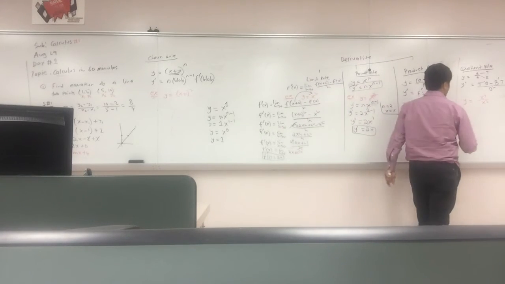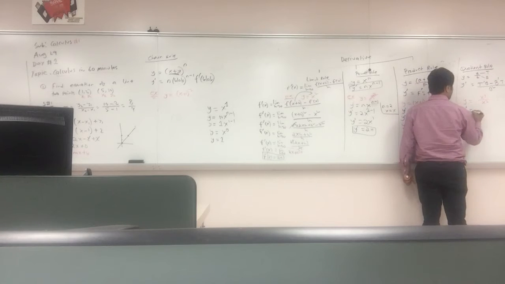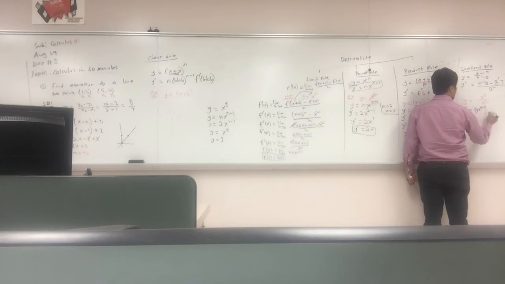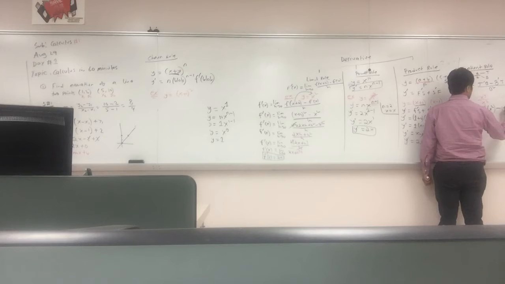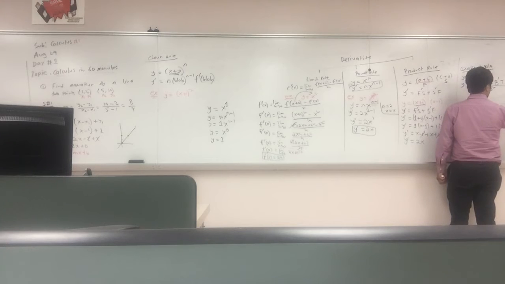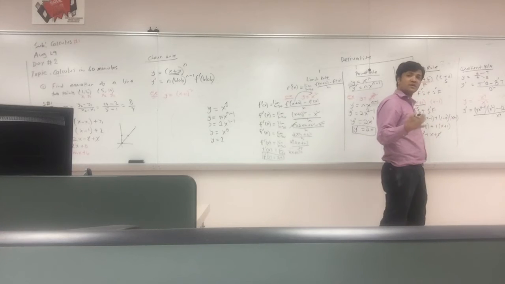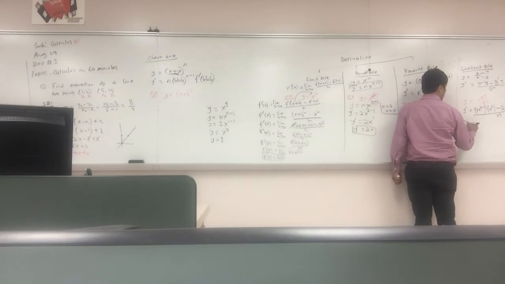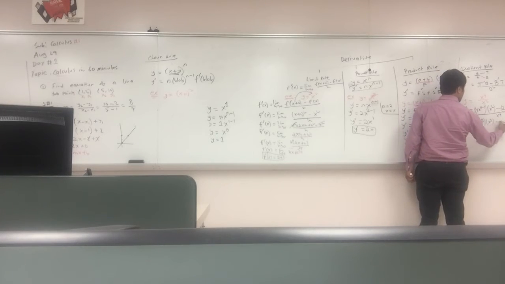So let's solve this one. We already said that y prime is the derivative of the top. The derivative of the top is 4x^(4-1), and then we write minus the derivative of the bottom, which is 2x^(2-1), and then the top, which is 4. The bottom is here, which is x^4, because x squared, squared, is x^4.